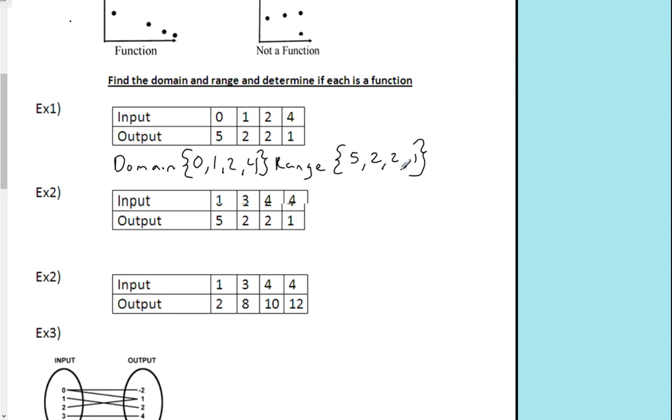All right. That was my first thing. Tell me what the domain is. The domain is just the inputs. That's easy. And you write them in a set. And the range is just the outputs, or the y values.